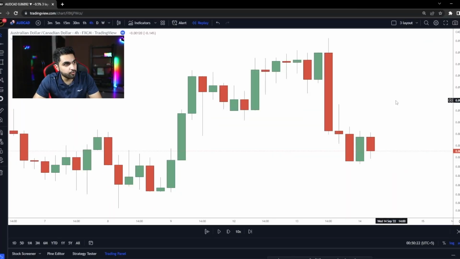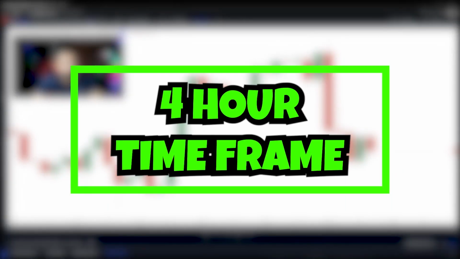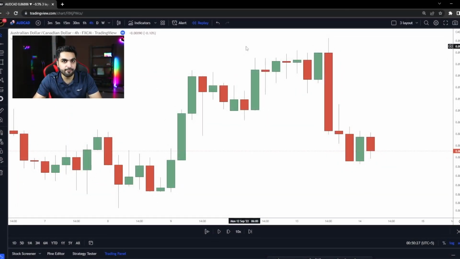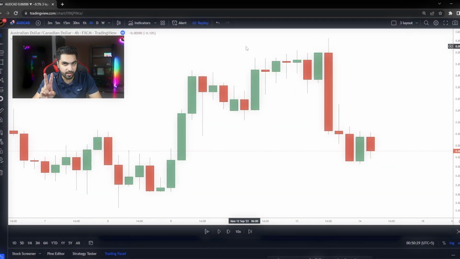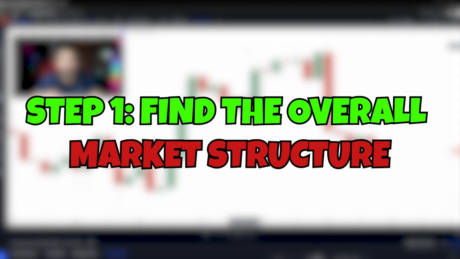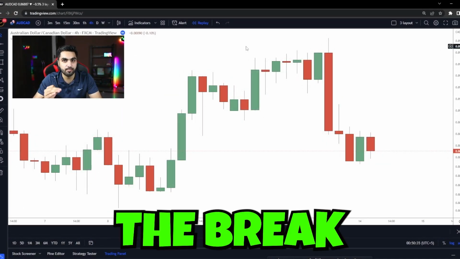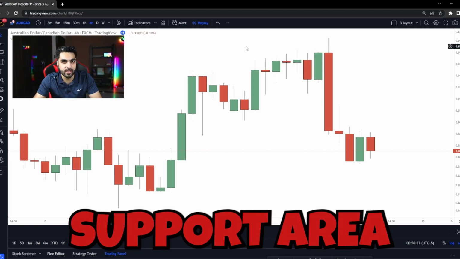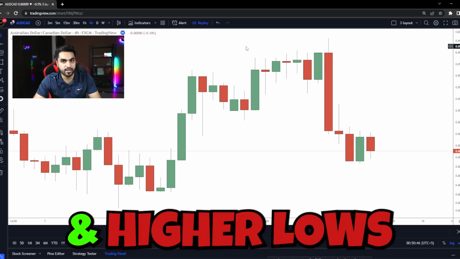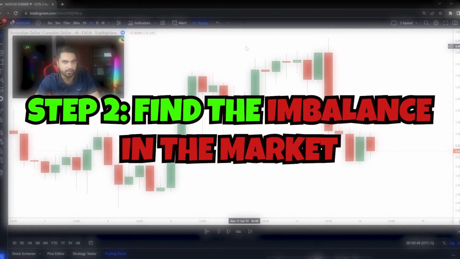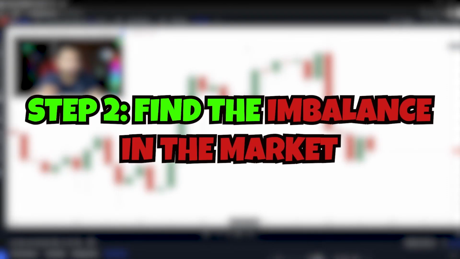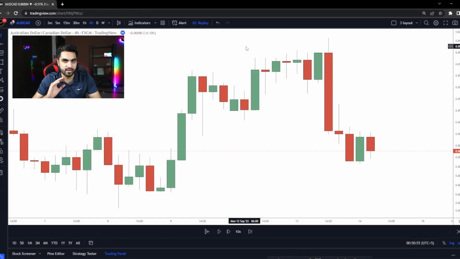So we are always going to start our analysis from the 4-hour time frame. And on the 4-hour time frame, we need to do two things. The first thing is that we need to identify the overall market structure, and we can do that by identifying the break of resistance, break of support area, and if the market is creating higher highs and higher lows or lower lows and lower highs. The second thing will be that we need to find the imbalance in the market. Now I'm going to explain what an imbalance is and how we can identify the market direction.